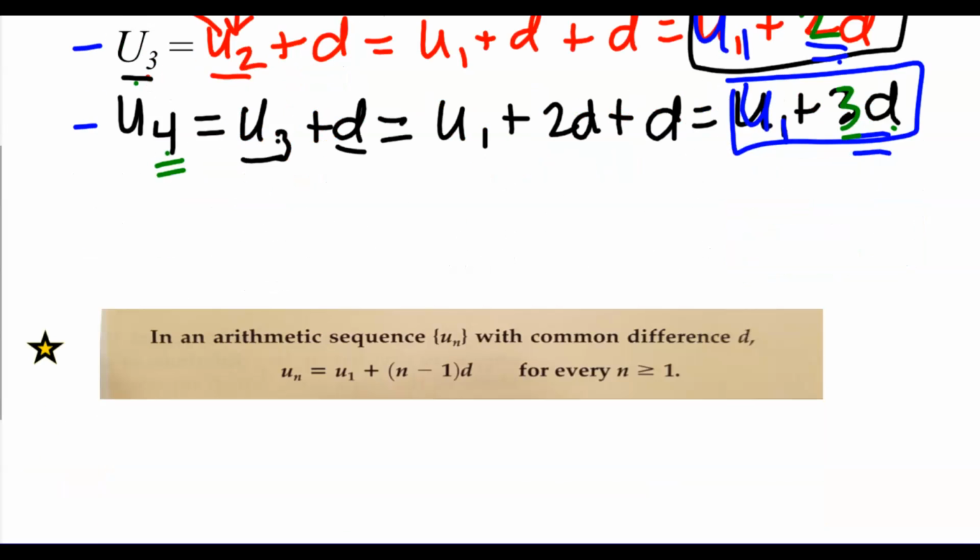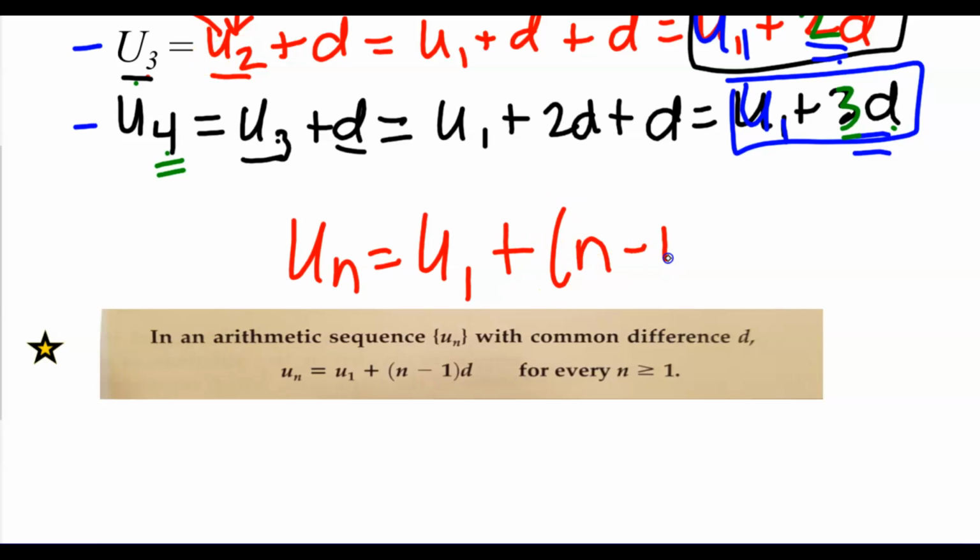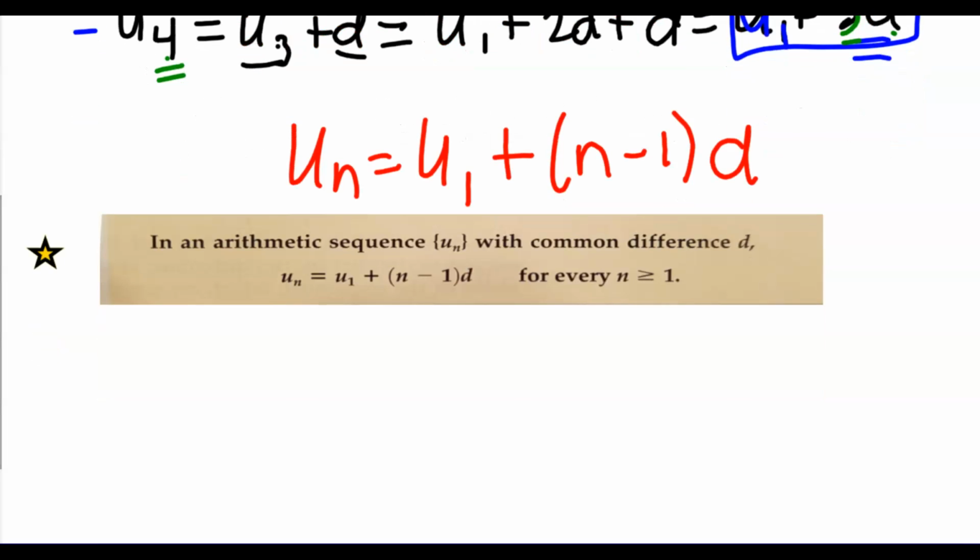And here it is. You can find any term in a sequence by knowing the first term and adding n minus 1 d's to it. But what the heck does that look like?